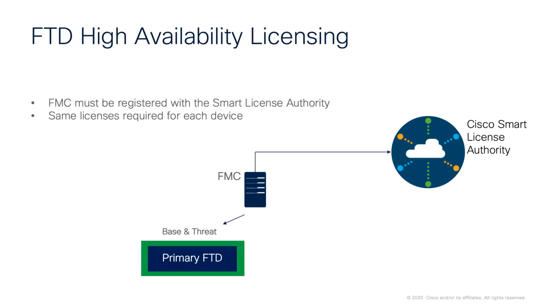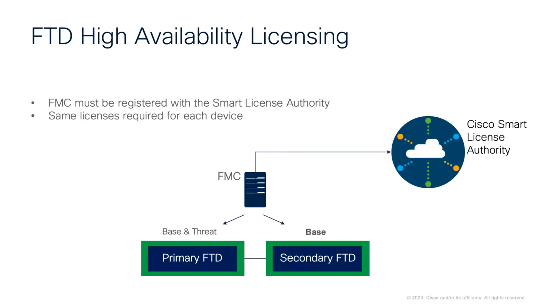So just to illustrate that, we have the FTD high availability licensing. Again, the same licenses are required for each device, and your FMC must also be registered with the Cisco Smart License Authority. In this case, you can see that we have our primary FTD, which has a base plus a threat license. When we add our secondary FTD, it comes as standard with the base license, but we also must purchase a threat license so that it can be applied to the secondary device as well. So now that HA pair of FTD devices has the same license entitlement. So if the primary fails, the secondary can continue with the same configuration and the same license capabilities.